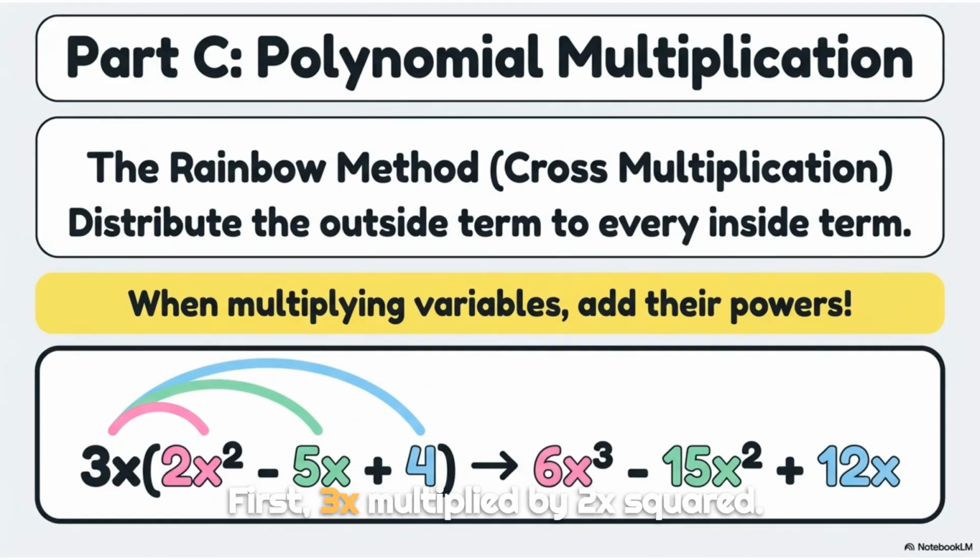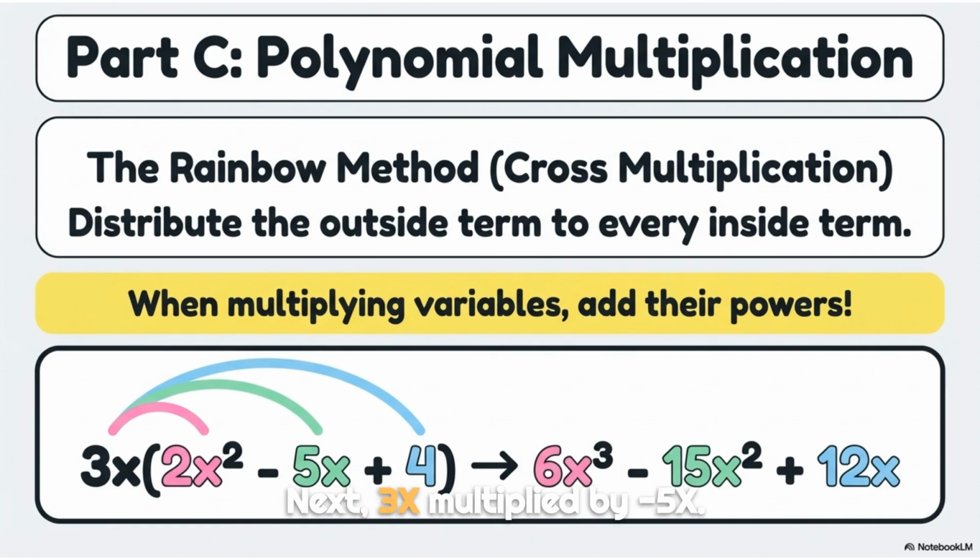First, 3x multiplied by 2x². Multiply the coefficients. 3 times 2 equals 6. Then multiply the variables. x to the power of 1 multiplied by x² becomes x³. So the first term is 6x³.